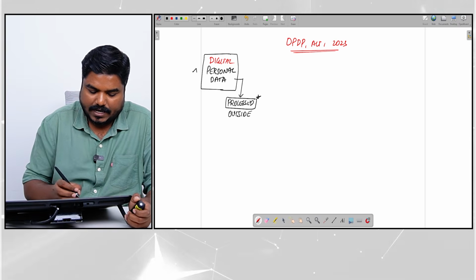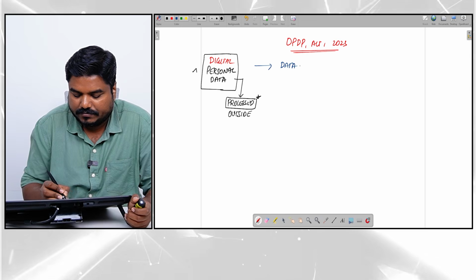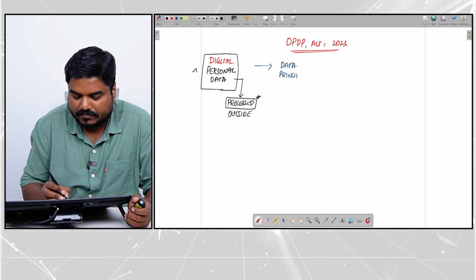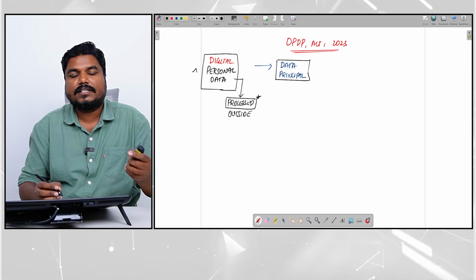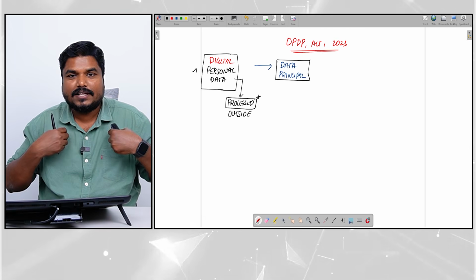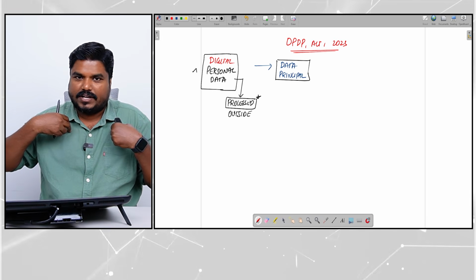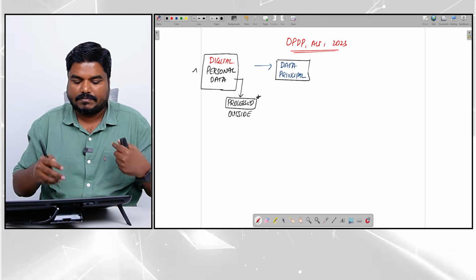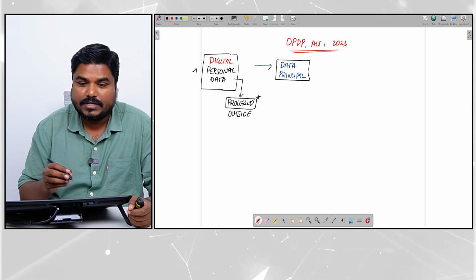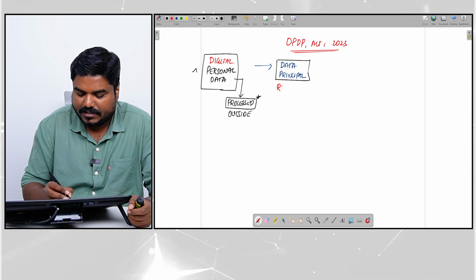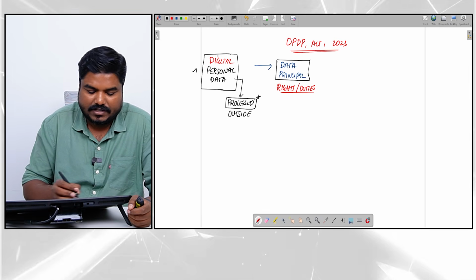Okay. Now this act talks about the data principal. Sir, who is the data principal? The data principal is the person who owns the data. So I am the data principal. My phone number, my address, my bank details, I am owning it. So I will be referred to as a data principal. This act talks about the rights and duties of the data principal.